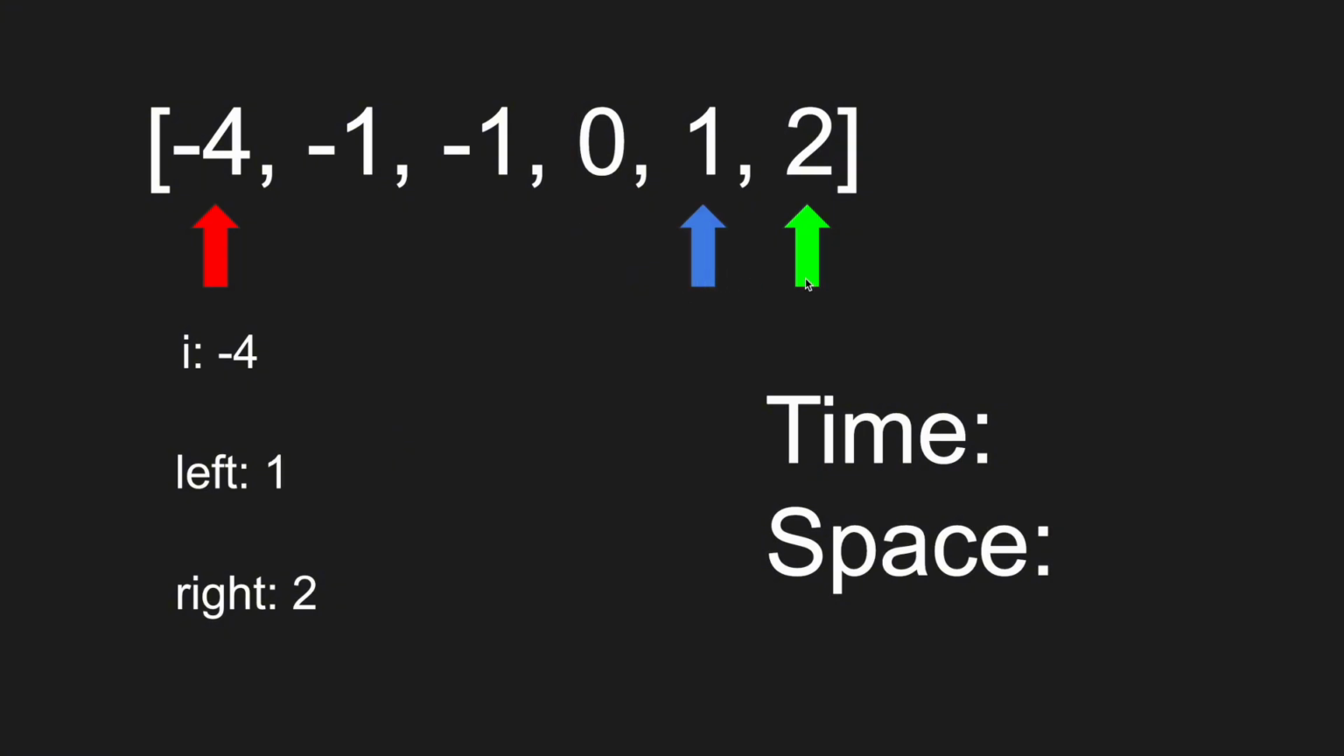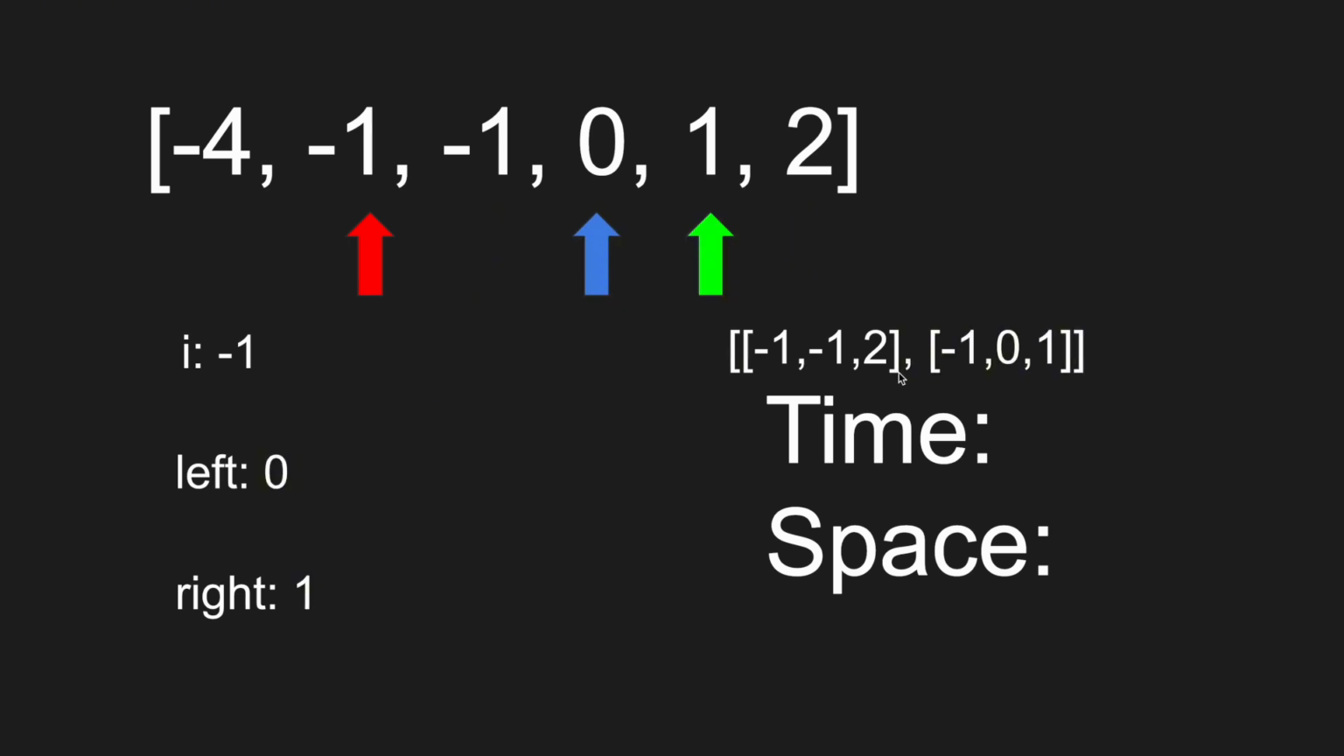And once we shift again, these 2 pointers will meet, so now we shift the red pointer, and we set the left pointer back to where it belongs. So now we add these 3 numbers, they do equal 0, so we add them to the resulting list. And since they equal, we shift the right pointer and the left pointer, and these 3 numbers also equal 0, so we also add this combination to the resulting list.